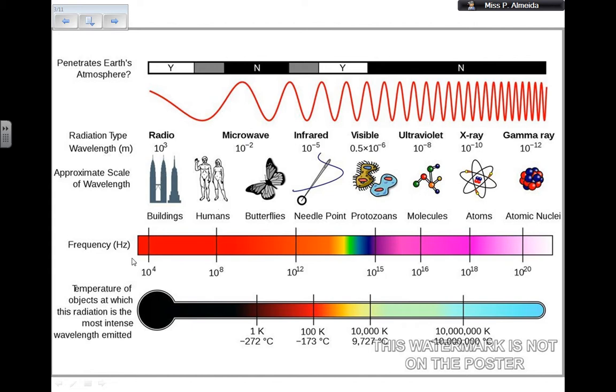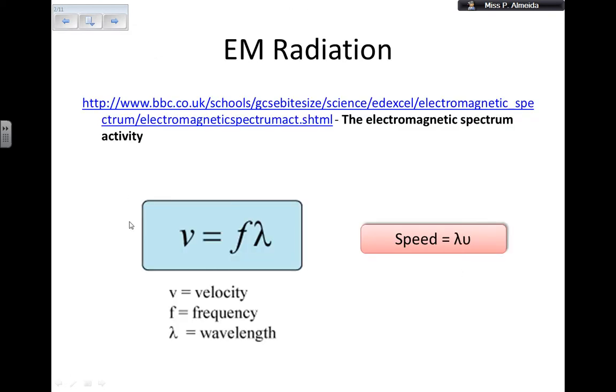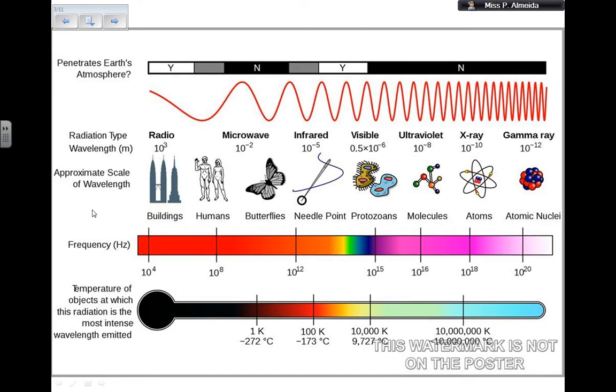And as you can see here, this is the frequency, because, let me show you the formula again, frequency times wavelength equals the speed of the waves, and the speed of the wave is the same. If frequency is high, wavelength is low. If wavelength is high, frequency is low. So that's why as I increase my wavelengths, I decrease my frequency, 10 to the power of 20 to 10 to the power of 4. So I am decreasing my frequency and my energy as I increase my wavelength, as I go from gamma to radio waves.